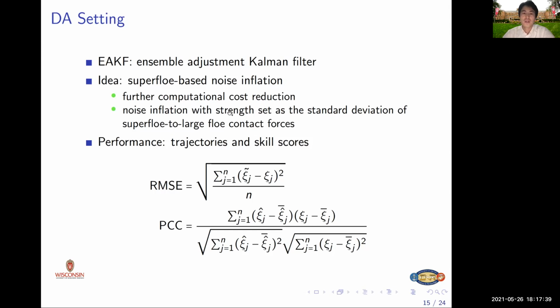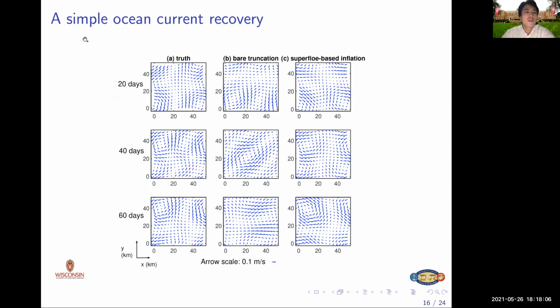These are statistic values based on one single long-term run of the forward model. And then for performance, we look into the trajectories, the ocean current fields, and the skill scores. We mainly look into the skill scores of the root mean square errors and the pattern correlation coefficient. So here is a simple ocean current recovery.